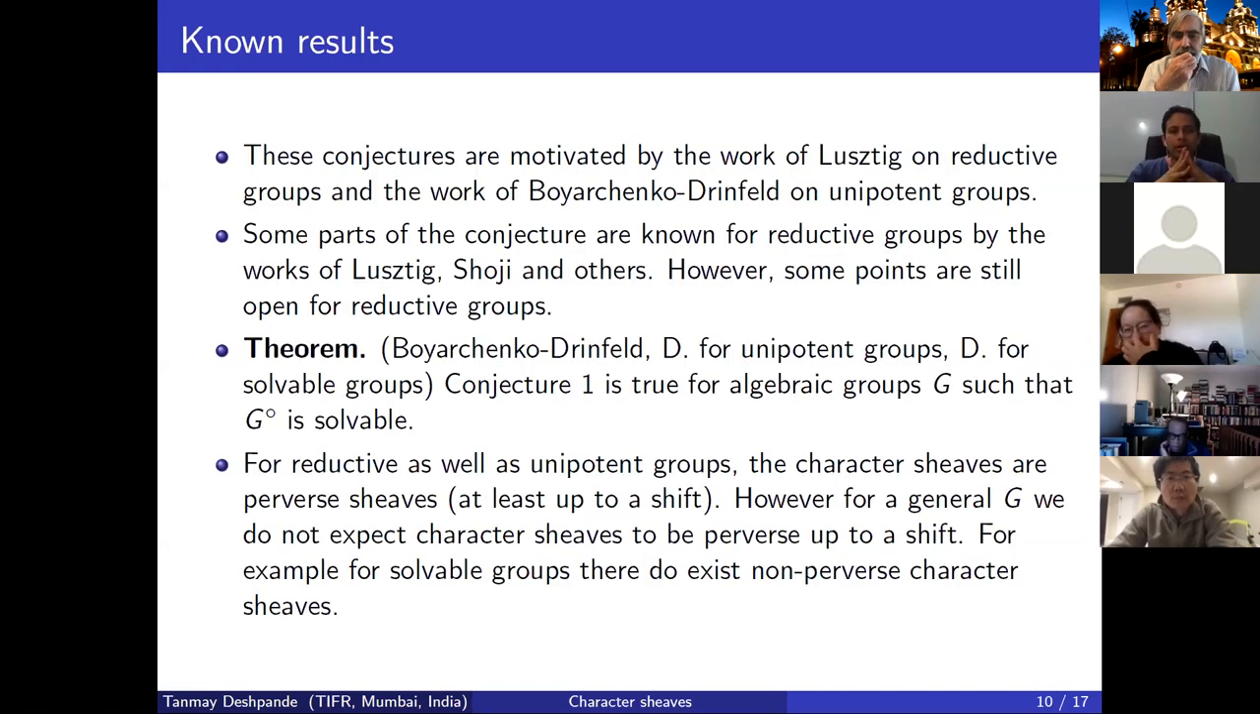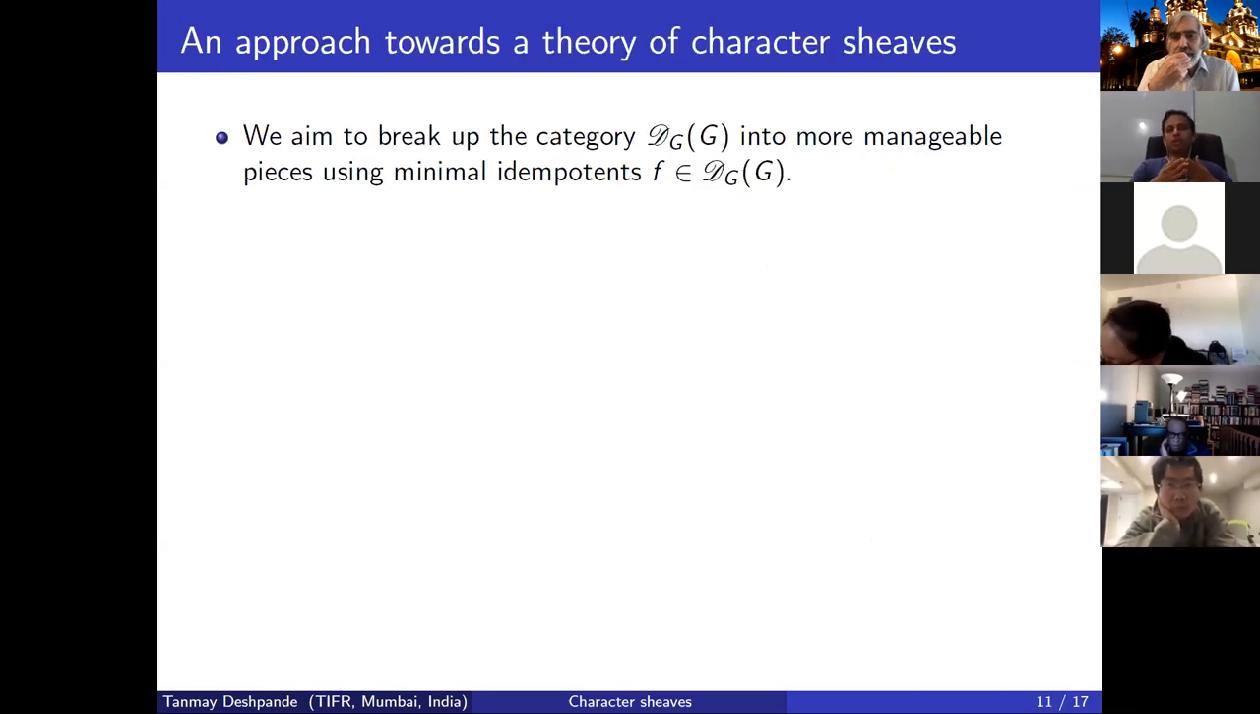So next I'll give some idea about the proof of this theorem, and also an approach towards proving the conjecture in general. So basically this category D_G(G) is a complicated triangulated braided monoidal category, but we hope to break it into more manageable pieces using what we call minimal idempotents in this monoidal category. So an idempotent is something where F convolved with F is isomorphic to F. So that's an idempotent.